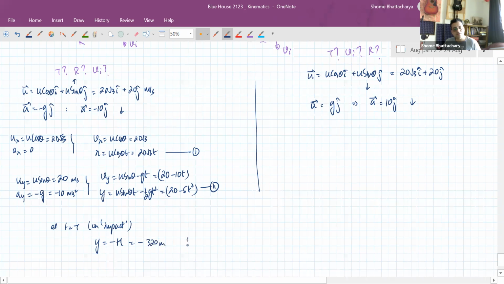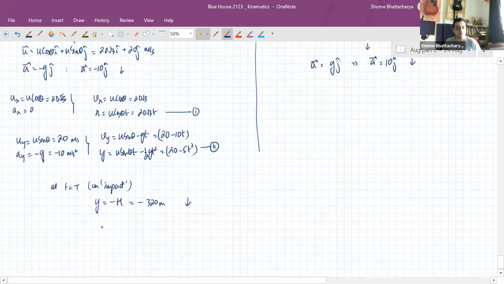320 meters. So it's 320 meters downwards now. And the x coordinate is equal to the range. So from equation 2, we will get that minus 320 is equal to 20t minus 5t square.